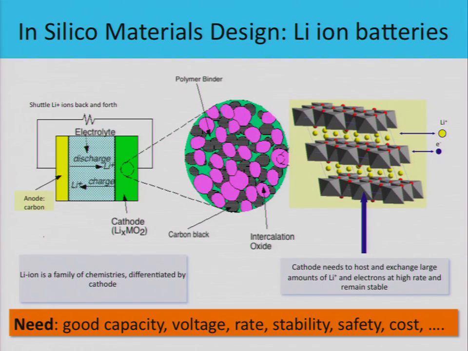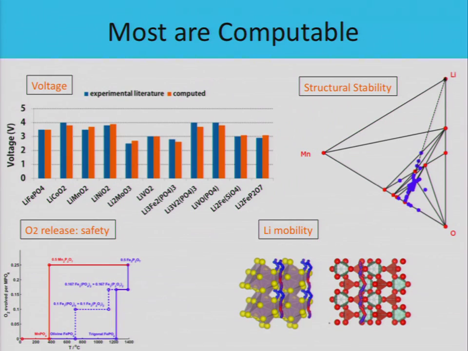And the composite electrode looks something like this, where you have active material, like little particles that are gunked together with carbon black and other kind of stuff. And the real material that you look at, that we calculate, is this part. It's the actual place where the atoms sit and where the lithiums shuttle in and out of the layered structure. They're not all layered materials, but a lot of them are. And a lot of the materials properties that we are interested in can be computed: voltage, safety, lithium mobility, and structural stability from that phase diagram.